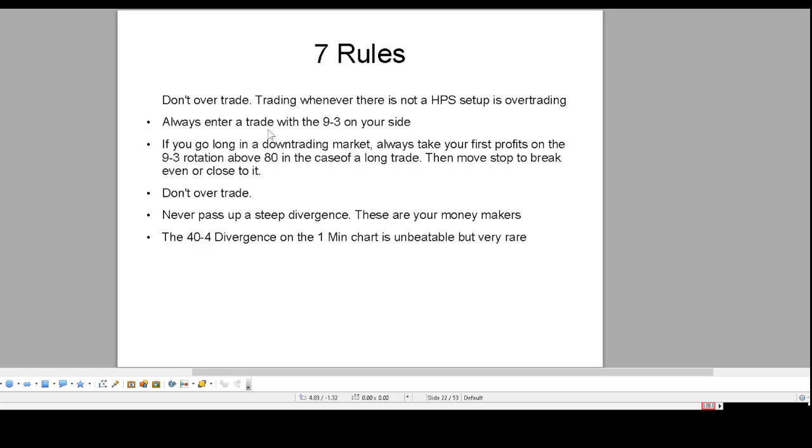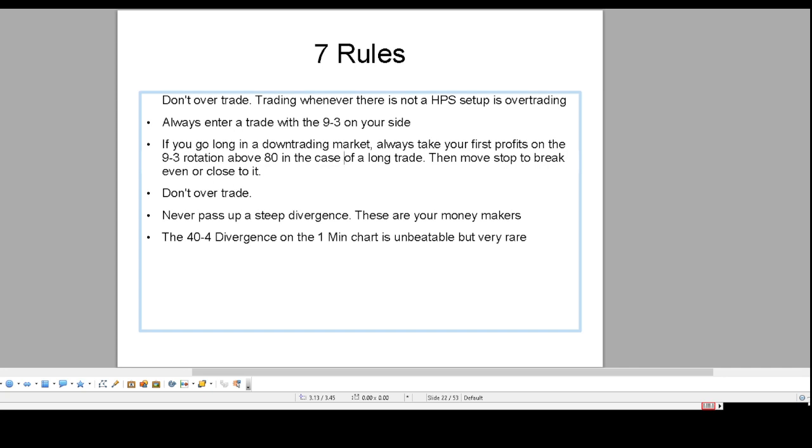So always enter the trade with the 9-3 on your side, long or short. If you're going long in a downtrending market, take your first profits on a 9-3 rotation above 80. In the case of a long trade. In the case of a short trade, you're just going to do the opposite. Then you move your stop to break even or close to it.